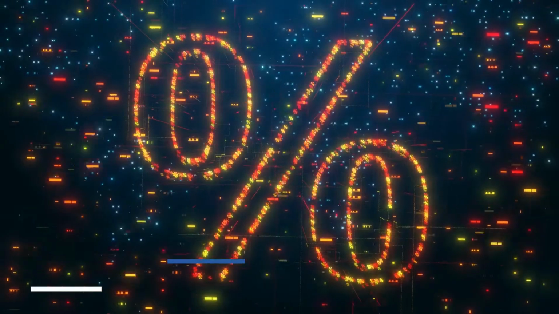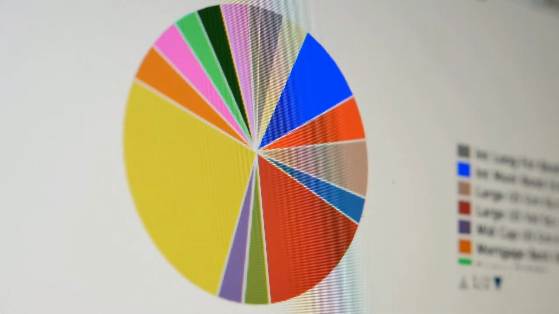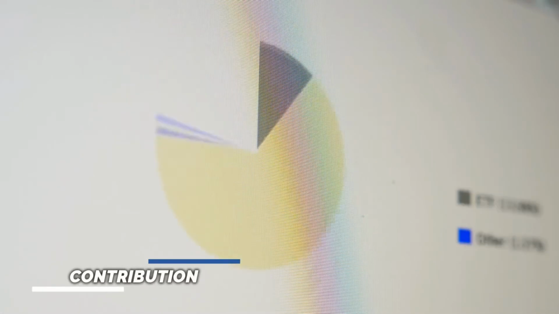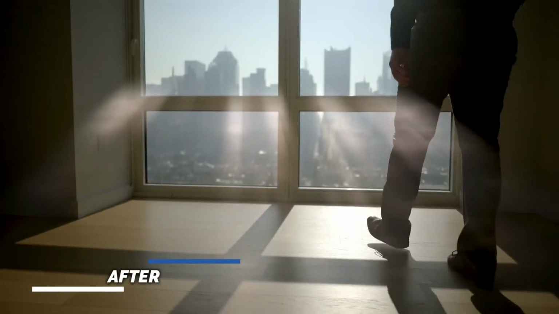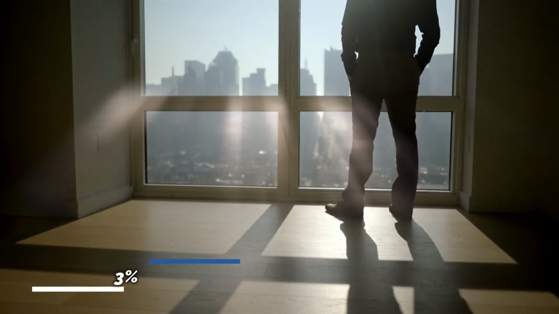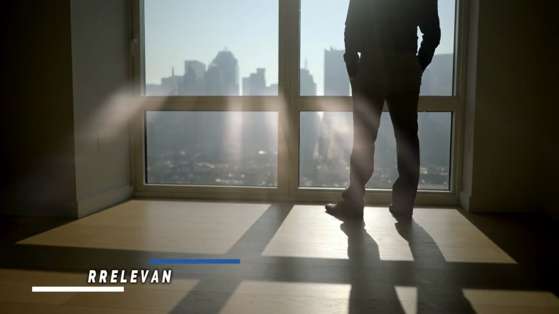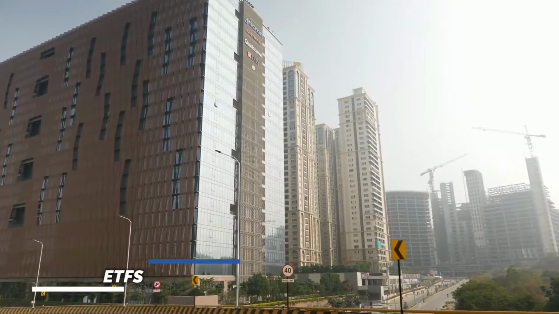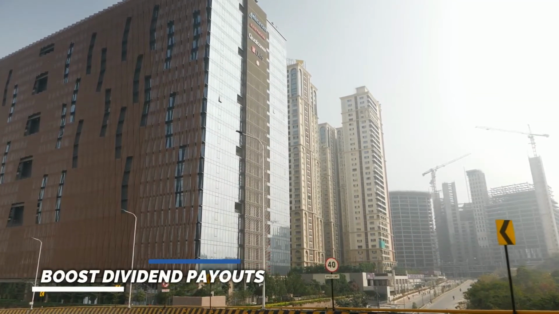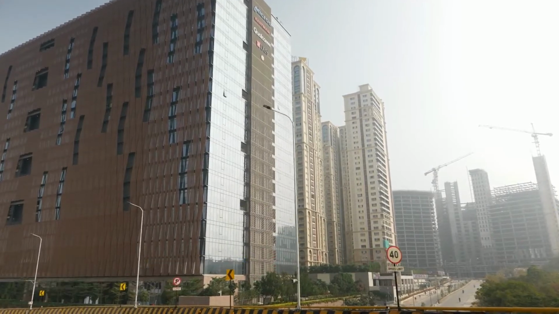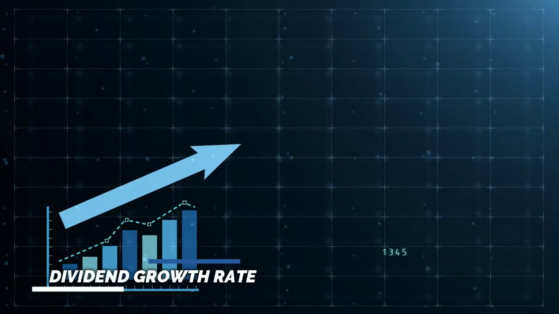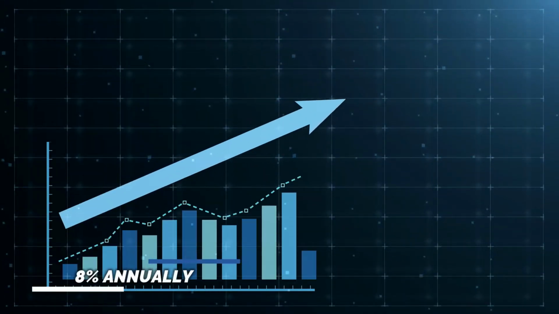A 3% dividend yield will serve as the baseline. A 3% dividend yield will therefore be applied to each contribution we make to this portfolio. Whatever happens after that, as long as it is within 3% of the beginning, is irrelevant. The companies or ETFs we invest in will need to boost dividend payouts by 8% yearly, as that is the desired dividend growth rate, which will be 8% annually.